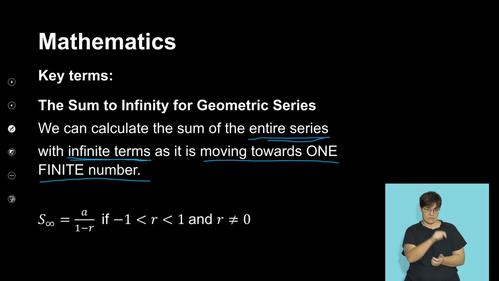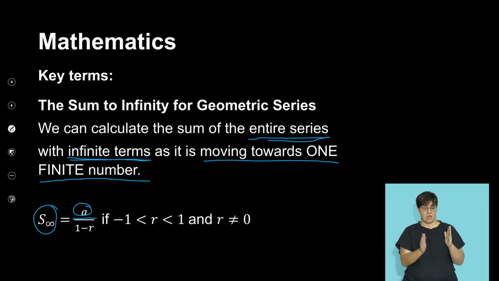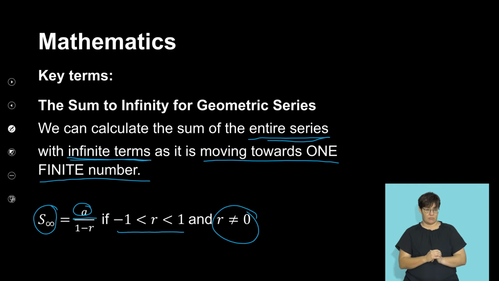So the sum to infinity can be calculated when I have A divided by 1 minus R. So I need my A and I need my R. Please remember, I can only use this formula if my ratio is between -1 and 1 and R is not equal to 0. So only use sum to infinity if your ratio meets the requirements.